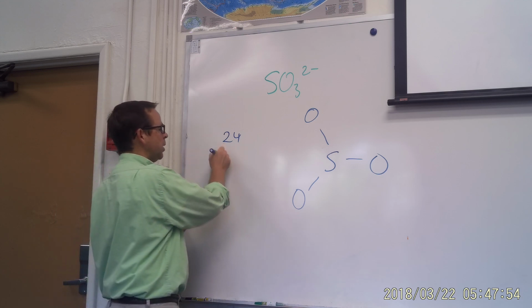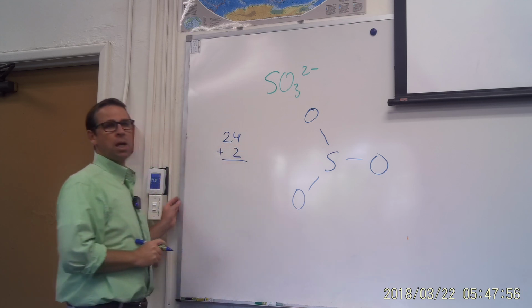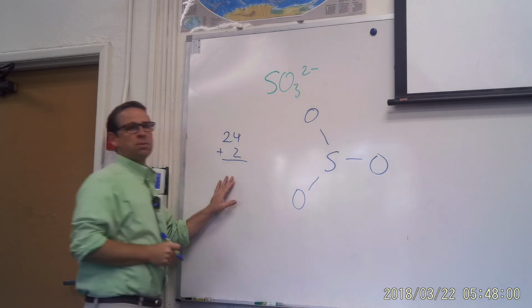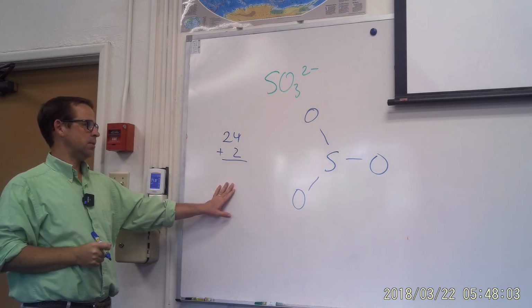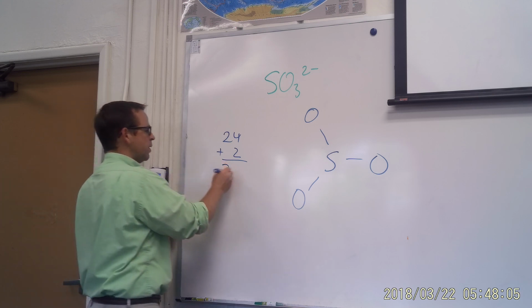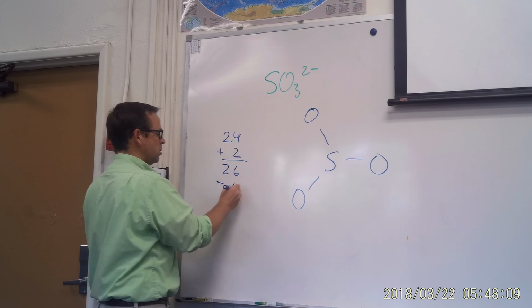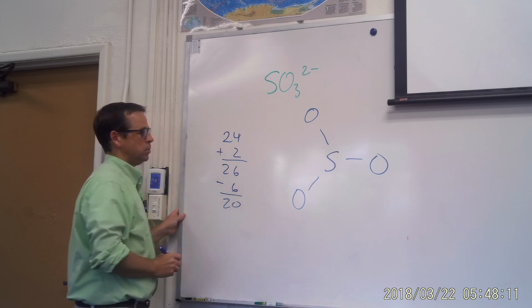And we put a -2 because why? 2 extra electrons. That's what that -2 charge is indicating. Okay, so 26 valence electrons. I see that 2, 4, 6 are already up here. So I need 20 more.